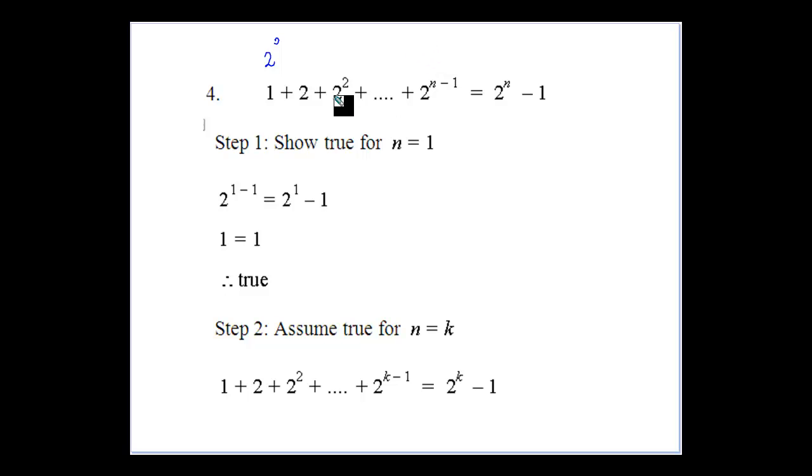So looking at this problem here, we've got the sum of the powers of 2, from 2 to the power of 0 through to 2 to the power of 2. Our general term would be 2 to the power of m minus 1, because when m was equal to 1, we got 2 to the power of 0. So we can look at it that way as well. That's equal to the sum of 2 to the power of m minus 1.